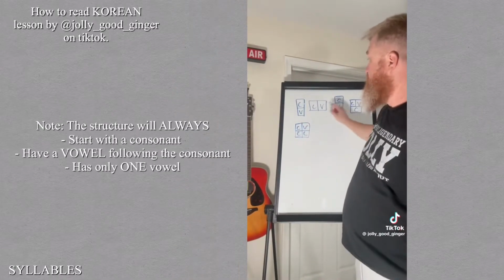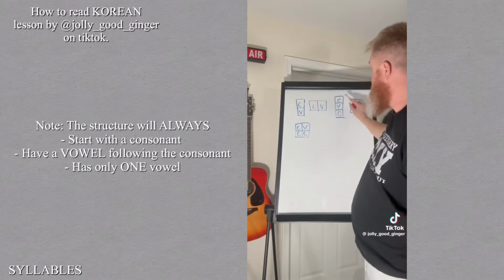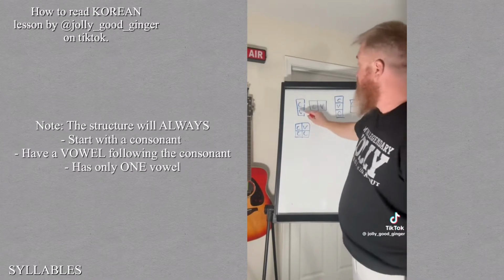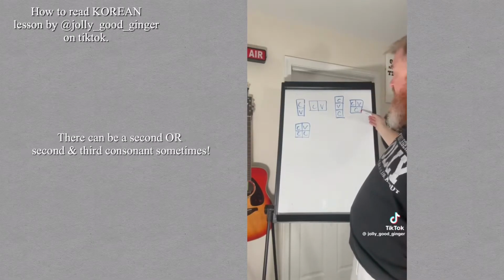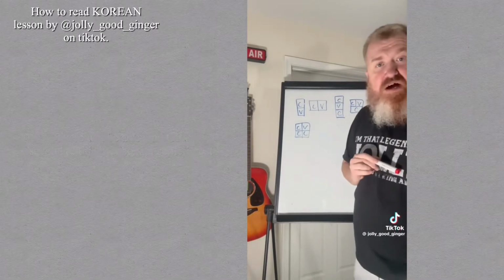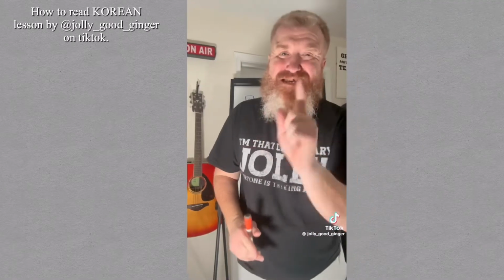Notice that each one of them only has one vowel. They always start with the consonant, and it's always followed by a vowel. And there can be a third or second consonant or a second and third consonant. And again, I know that's confusing, but just stay with me. It'll make sense in a second.